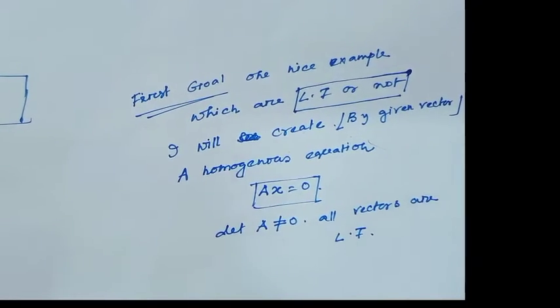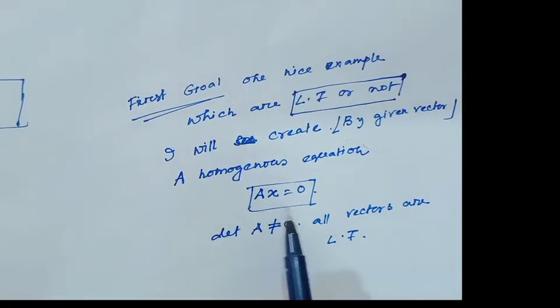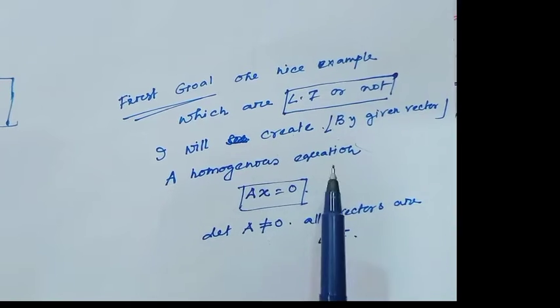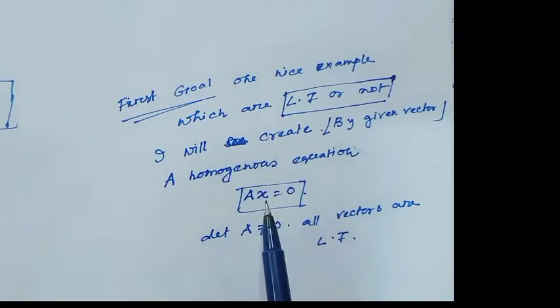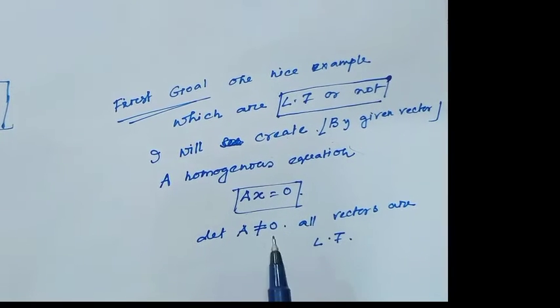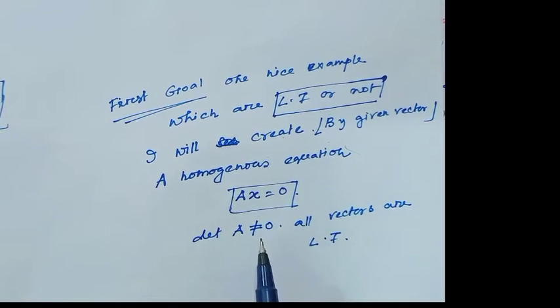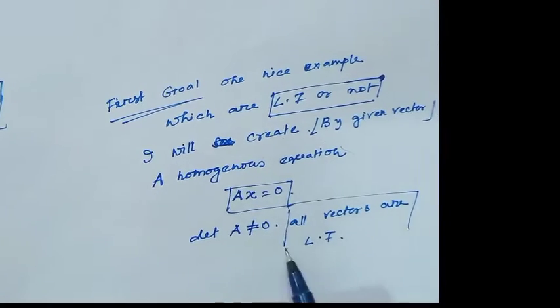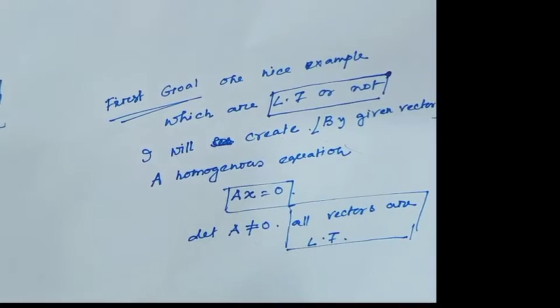Here I will use a homogeneous equation. From the given vectors, I will create a homogeneous equation. And all of us know, if the determinant of this matrix is not equal to 0, that means all vectors are linearly independent. Here I will use this concept.